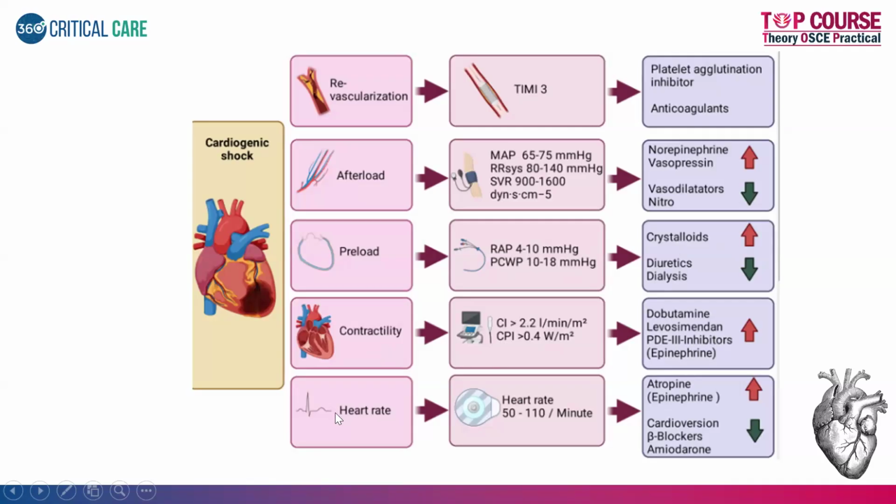Coming to heart rate, the usual target should be less than 90, or less than 110 is what they say. Above 110, the heart rate needs to be addressed, because more than 110 is usually associated with decreased cardiac output. The drugs which can be used are beta blockers. In case of any arrhythmias, you can use a broader antiarrhythmic like amiodarone.